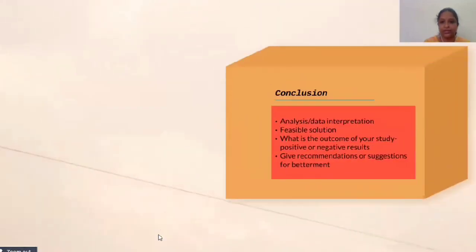And conclusion. How should your conclusion be? So your conclusion should be based on the analysis or the data interpretation that you have done, and your conclusion should have the solution to the problem statement that you have mentioned in your research paper. And what is the outcome of your study? Did you get positive results or negative results? Even if it is negative results, you can highlight that because that is based on your study. And you can also give suggestions or recommendations for betterment of your project work.